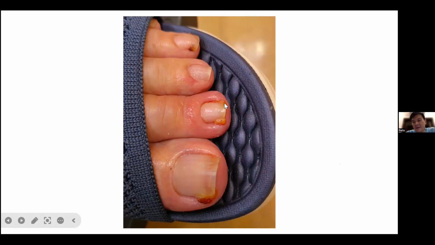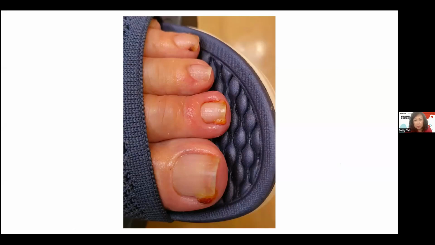Wait, my Wi-Fi is going crazy again. Okay, what is it? Can you hear me? Okay, go on. So what is the cause of the paronychia? What do you think this patient has? This patient is a bit special. This one is paronychia, you are right. But what are the small things here?